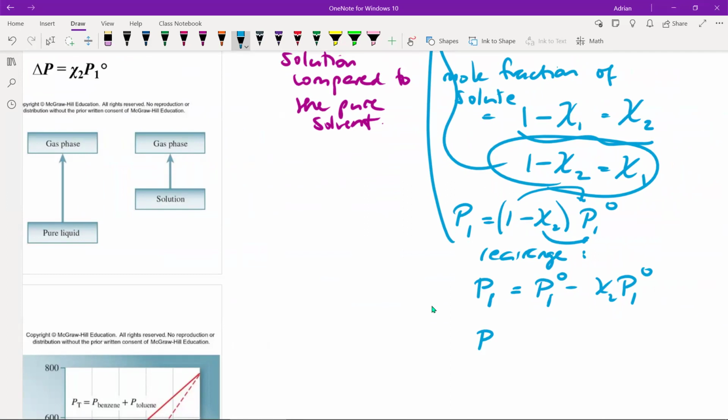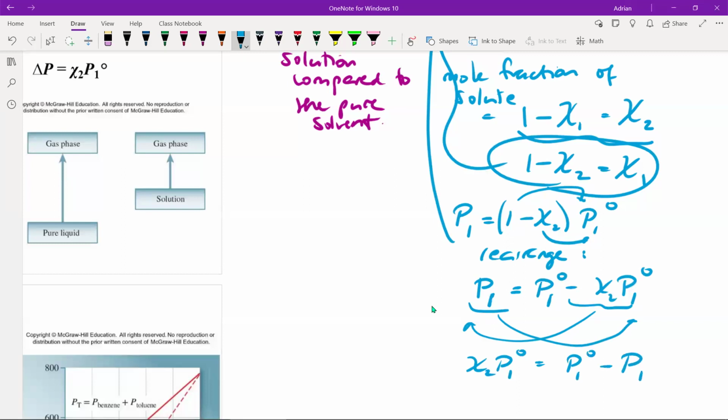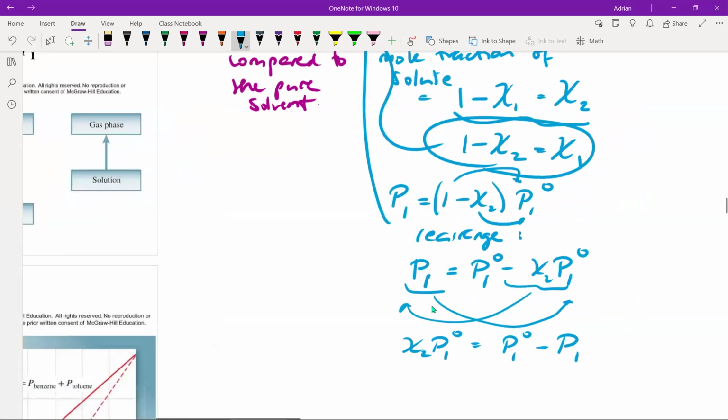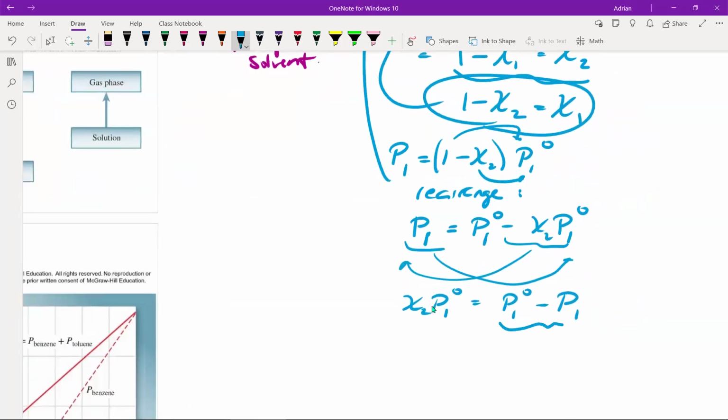And then we can rearrange this even further. If I move our stuff around, let's move this term on this side, and then move this term on the other side. So what we end up with is the product of the mole fraction of the solute times the vapor pressure of the pure solvent being equal to the vapor pressure of the pure solvent minus the vapor pressure of the solvent in the solution. And this difference in the vapor pressure of the pure solvent and the vapor pressure of the solution is the change in, or delta, the vapor pressure.